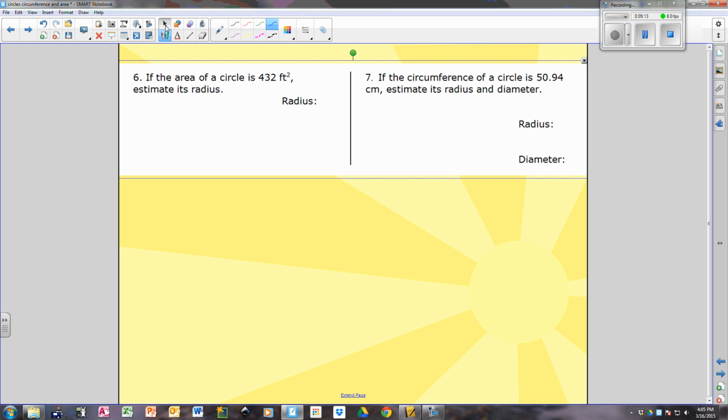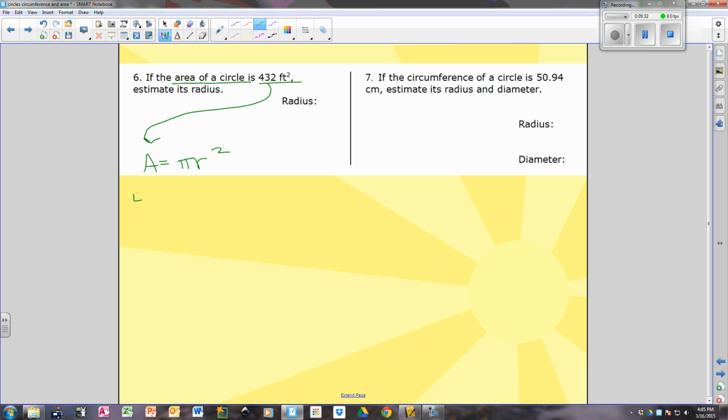All right, so here we go. Let's try one on our own. So it says, if the area of a circle is 432, so they're talking about the area of the circle. So I'm going to write the formula. The area of a circle is pi r squared. And they're telling me that the area is 432. So the big A is 432. So 432 is pi r squared. Well, since pi is really 3.14, I'm going to divide both sides by pi so I can cancel it out.